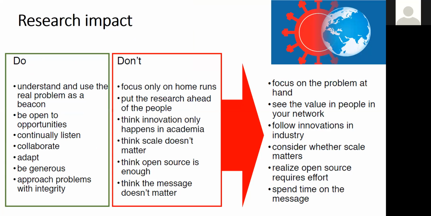So there are a lot of do's and don'ts when you talk about research impact. If you look at the do's here, do understand and use the real problem as a beacon. Okay, when you start working on a research, always remember the problem statement, the gaps in the existing knowledge is critical, what you are trying to solve. Be open to opportunities. That is why it is good to have wide collaborators, because you can get information coming from different groups of people.